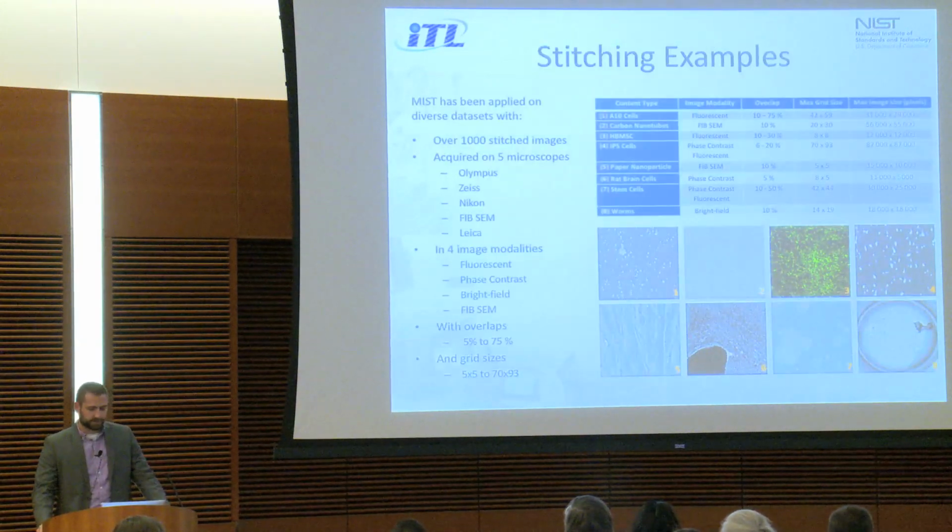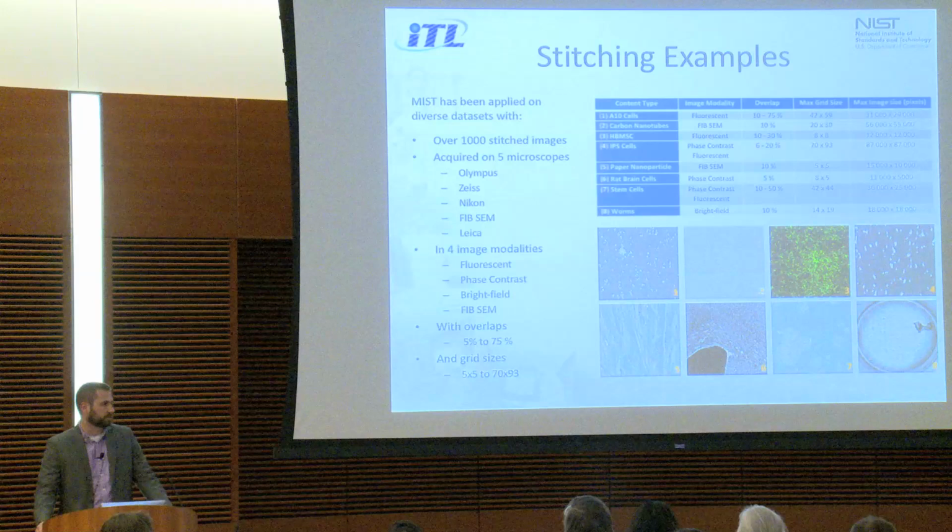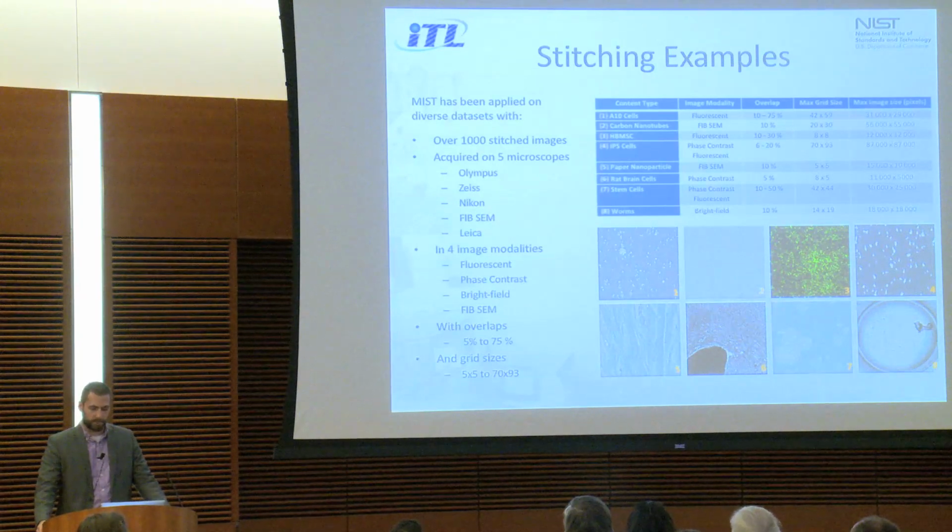A few stitching examples. MIST has been applied on diverse data sets acquired across 5 different microscopes, generating over 1,000 stitched images with varying grid sizes and overlaps. The majority of the image content we've seen so far has been cells in cellular biology, but it's not limited to that. We're expanding into the material sciences, and we've got some examples up here of paper with embedded microparticles, SEM carbon nanotube images, and some live worms.